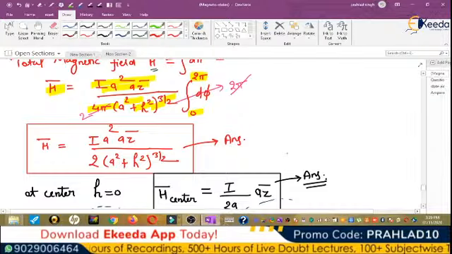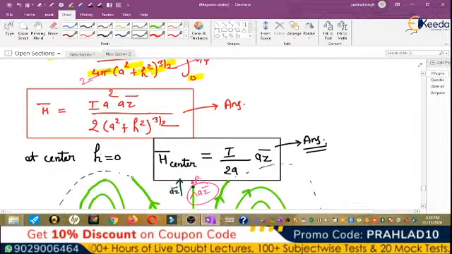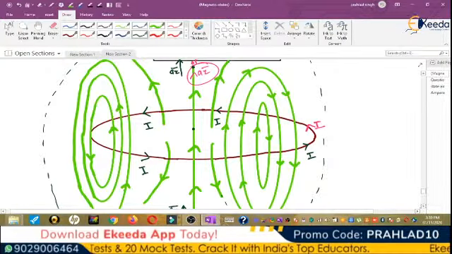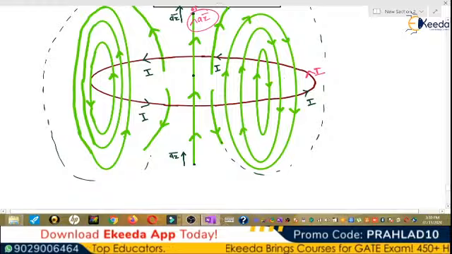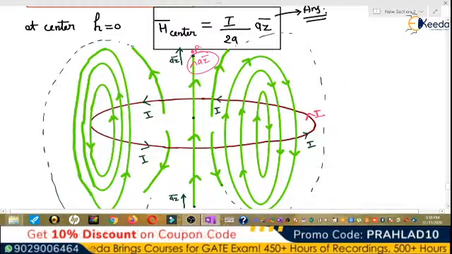So exactly at the center, what is the magnetic field? Exactly at the center, h will be equal to 0, and when h is equal to 0, the answer is I by 2a, and the direction is a_z. So the magnetic field will look like this. Magnetic field always creates a closed path, so the magnetic field is looking like this, and in this way.